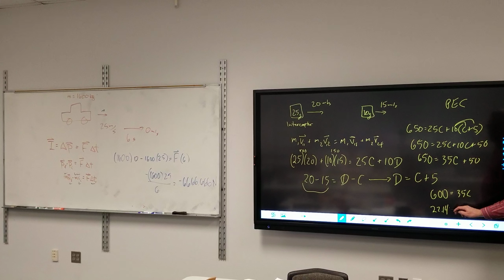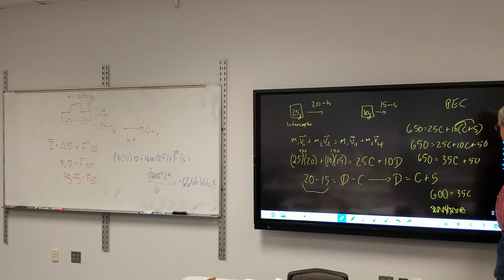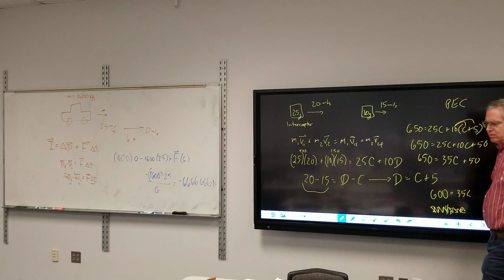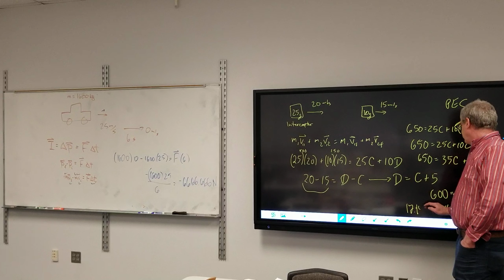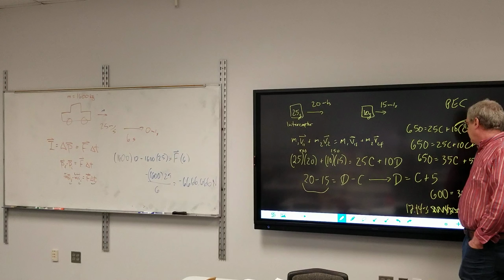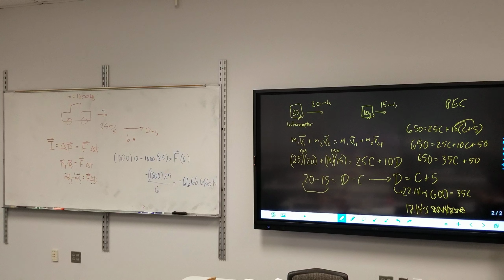22.14 meters per second. Oop. Nope, that's not right. That's a lot. 17.14 meters per second. And so D is 22. Now, you would just plug the 17.14 back into the problem to solve for D. Yeah, we know what D is in terms of C right there, so you just add 5.